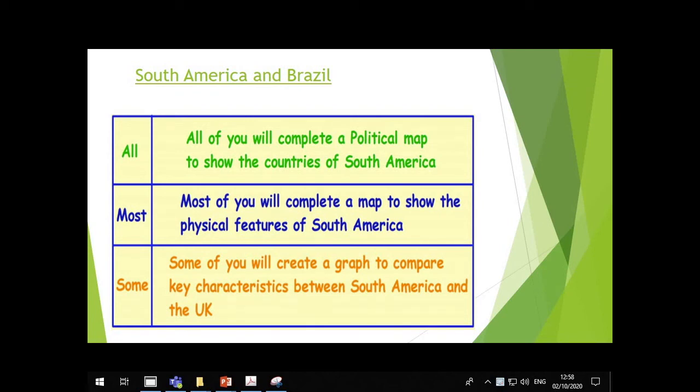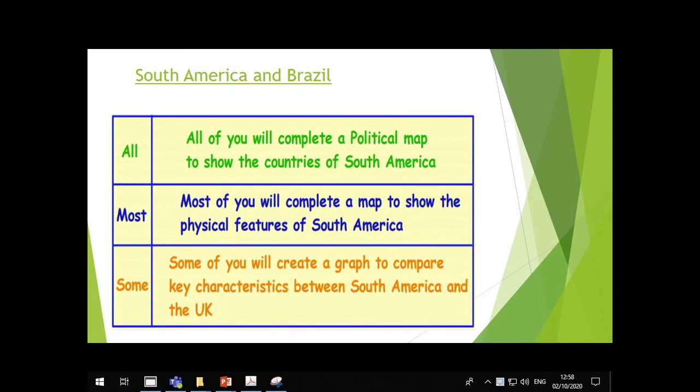I'm Mr. Jones, one of the geography teachers, the other being Miss Gleeson, who's head of geography, and this is the first lesson of the Key Stage 3 course. In this course we are going to look at South America and Brazil for the first half and then move on to tectonic activity. So to open our topic, we're going to look at South America, the continent, and a country inside that continent, Brazil.